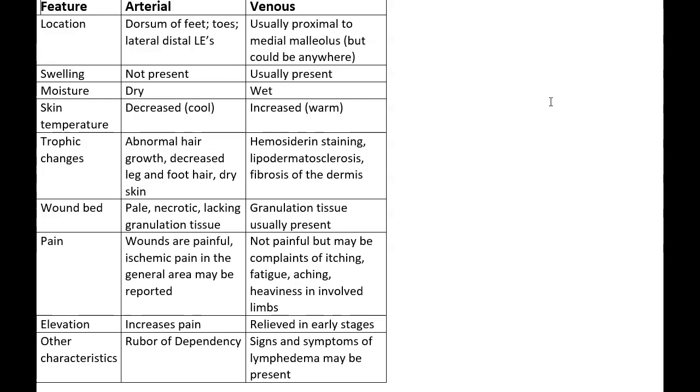Okay. You feel like you could tell the difference if I were to describe a wound to you? You should be able to tell whether it's likely arterial or venous. I think that was an unconvincing head nod, Julie. You're like, yeah, maybe. 90% is. That's more than passing. More than passing.